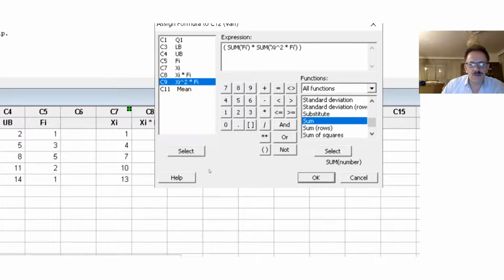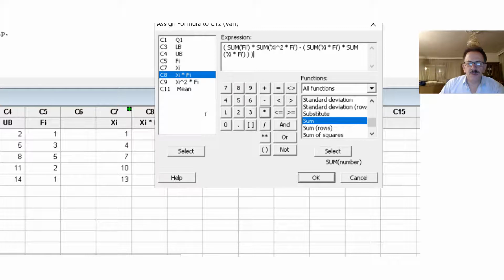Then after that I have to say minus. You have to use this minus. And we have also, open the bracket, the summation of xi fi, times again the summation of xi fi. It means that this is xi fi squared. So the summation of fi, which is n, multiplied by the summation of xi squared fi, minus the summation of xi fi squared.